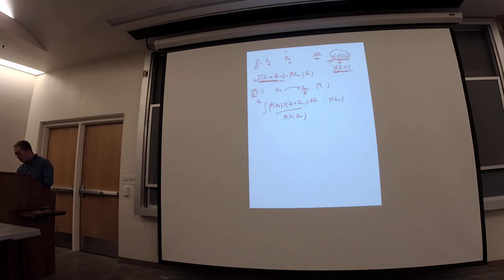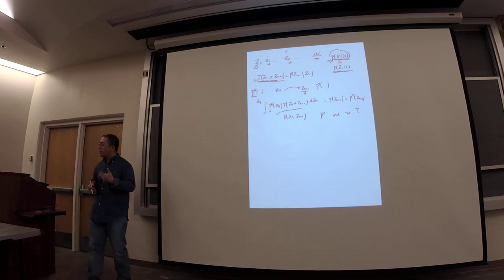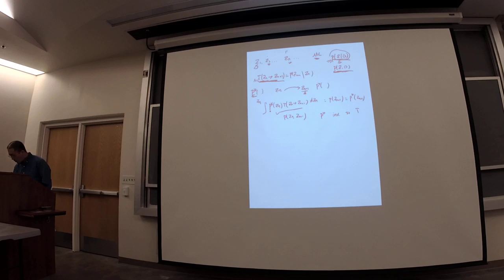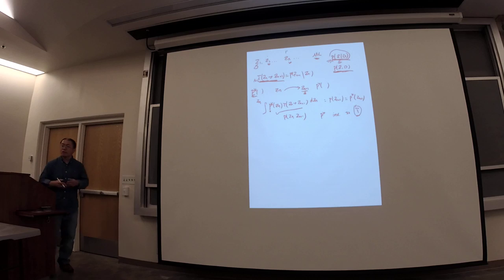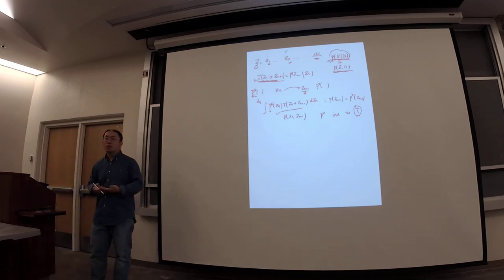So if this marginal distribution is the same as P star, namely the distribution of Zn, then we say P star is invariant to the transition kernel T. This is the definition of an invariant distribution. Of course, if I want to design my Markov chain algorithm, I need to ensure that my transition kernel has the property such that the target posterior is invariant to this transition kernel. That means if it converges, it will converge to my true posterior.